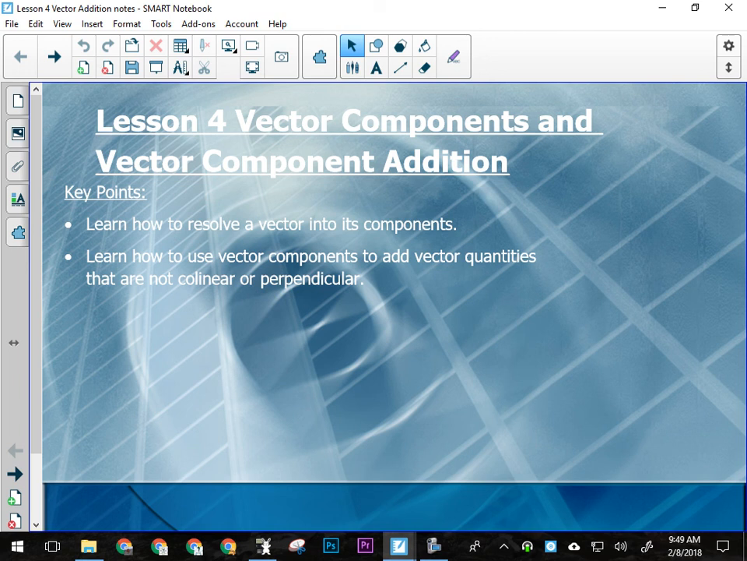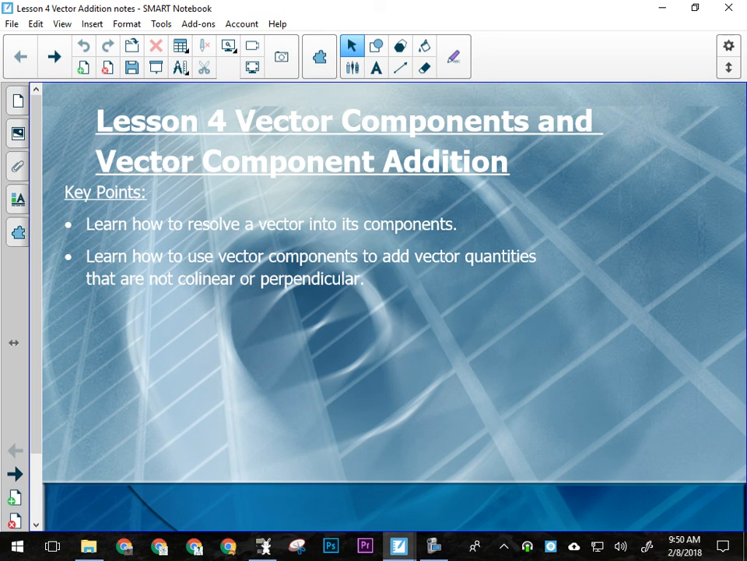All right, so I want to learn how to resolve a vector into its components. We did that when we were finding x and y. Okay, so we had the triangles drawn and we found the red x and the red y and the black x and the black y. Those are the components. So finding the components basically just means using trigonometry to find the sides of a triangle.